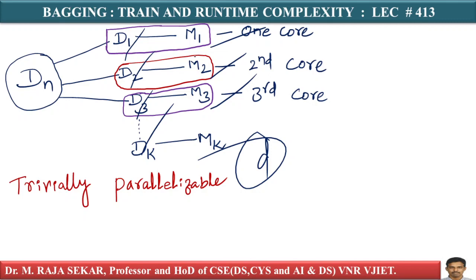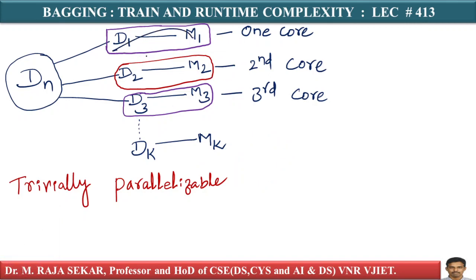M1 only depends on D1. That's important. These are not interactive. M1 only depends on D1, M2 only depends on D2, M3 only depends on D3, MK only depends on DK. It does not depend on any other data. So if you have D1, D2, so on, you can train M1 and M2 so on. That's why it is called a trivially parallelizable algorithm.